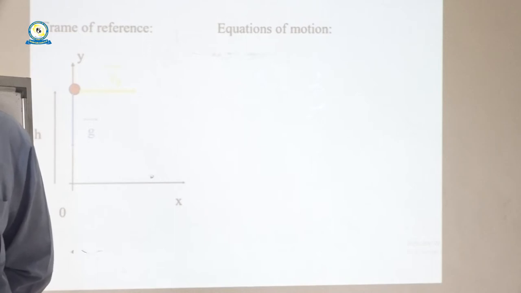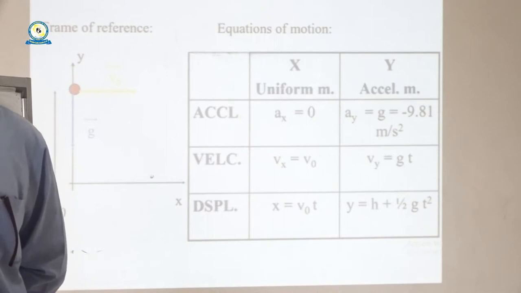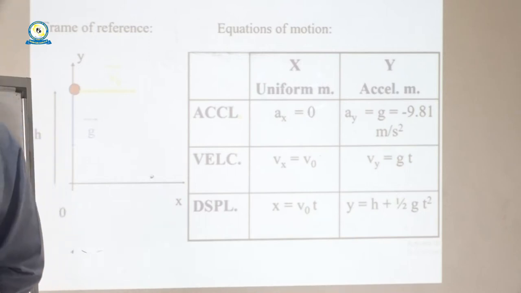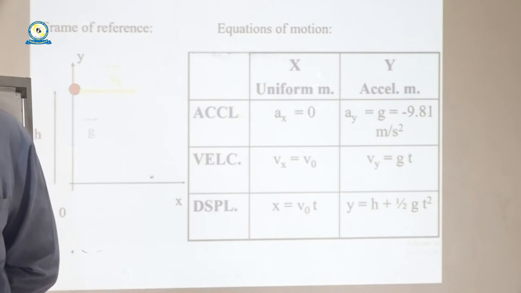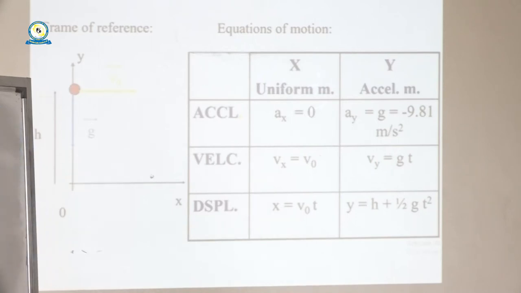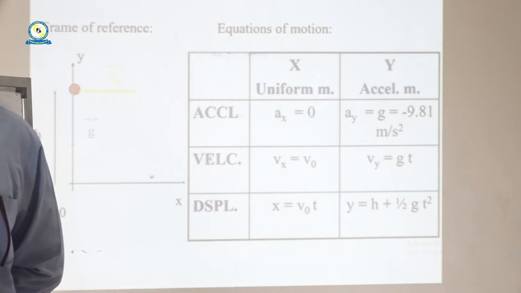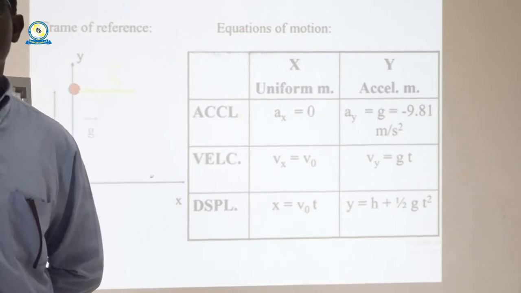Equations of motion in projectile motion. We have to consider components in the x direction and y direction. In the x direction, always uniform motion. In the y direction, accelerated motion. First, acceleration in the x direction is zero, because we have uniform motion. In uniform motion, acceleration is always equal to zero. In the y direction, acceleration a_y is equal to g, acceleration due to gravity.